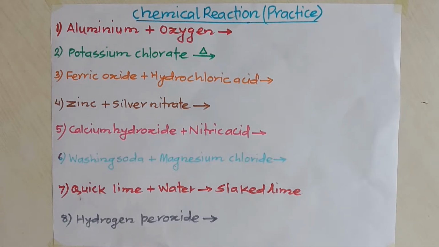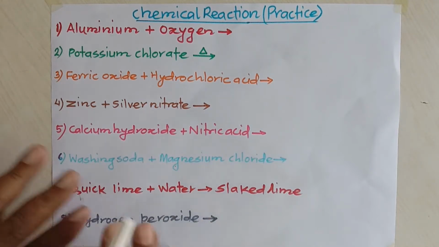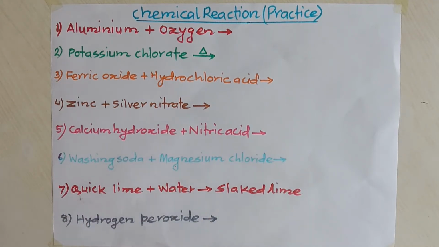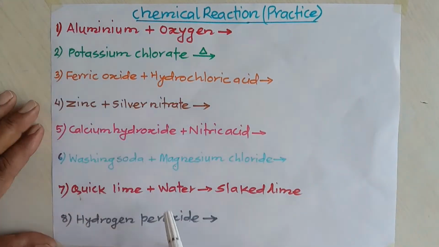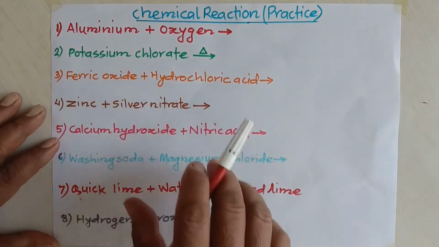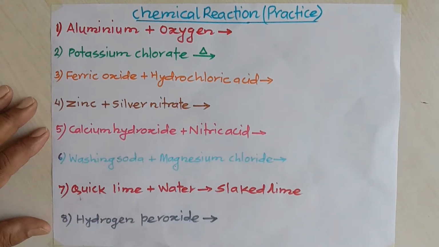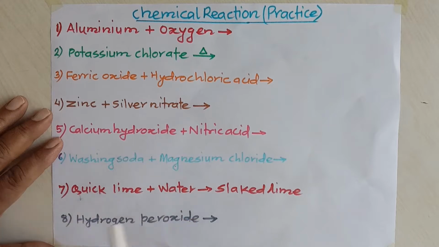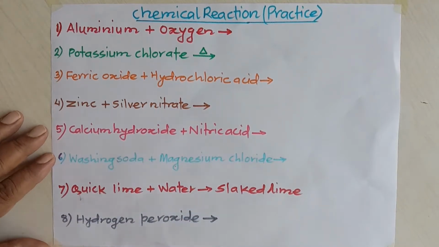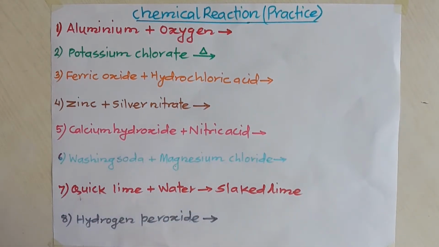This class is related to the chemical reaction, and actually this is practice for the chemical reaction. These are very simple chemical reactions, and this is for beginners. And here we have some incomplete word equations. We are going to complete this, and we are going to write the formula equation for this, and then we'll balance it, and we'll find the type of reaction also.